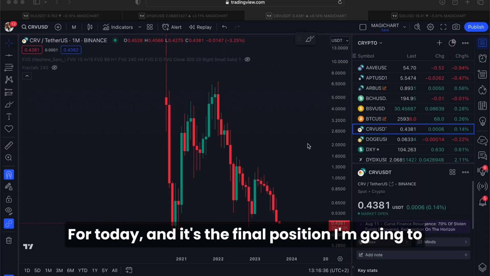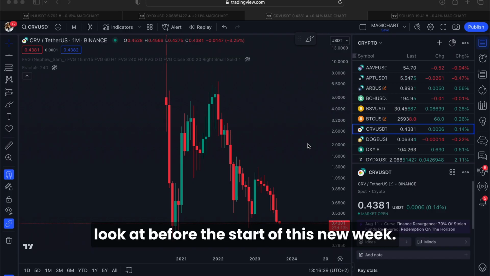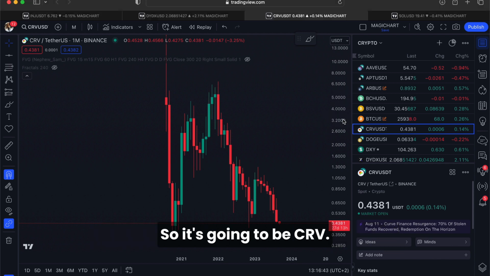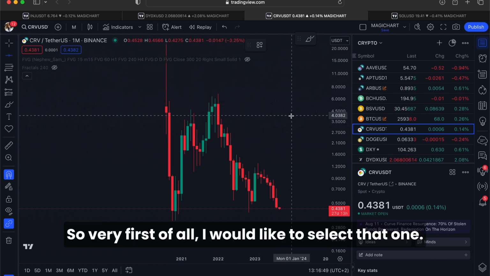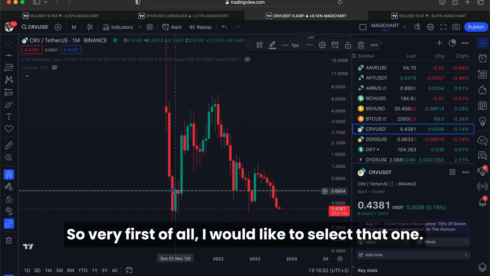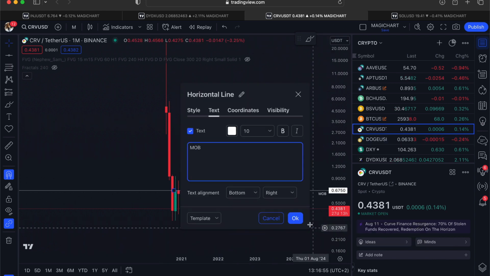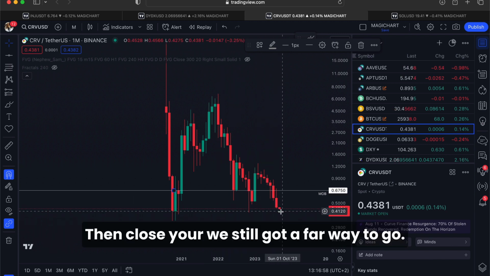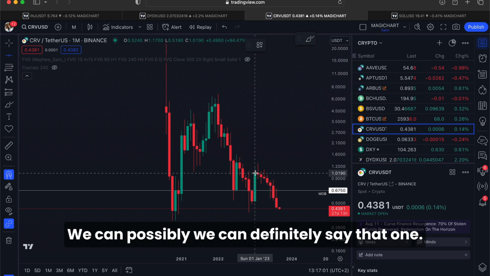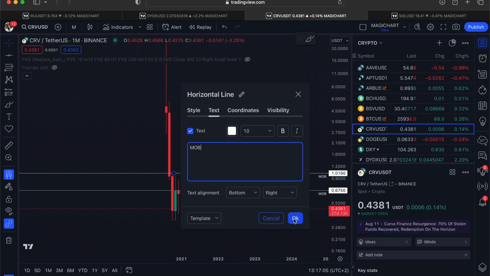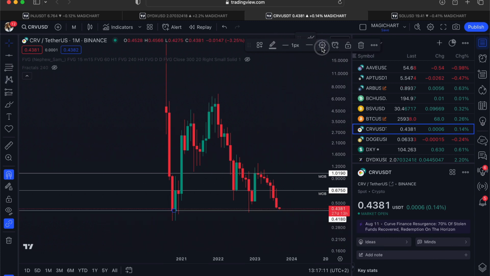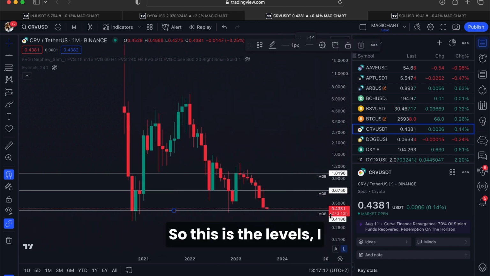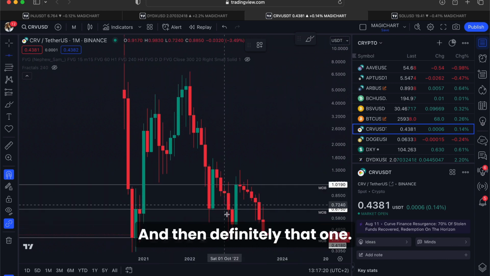For today, and this is the final position I'm going to look at before the start of this new week, it's going to be CRV. So this is going to be all your monthly order blocks, all the monthly candles. So very first of all, I would like to select that one. It's a good one. Then close. We still got a far way to go. We can definitely say that one. Below, we are going to look at that one. So these are the levels I think which are significant right now, and then definitely that one.